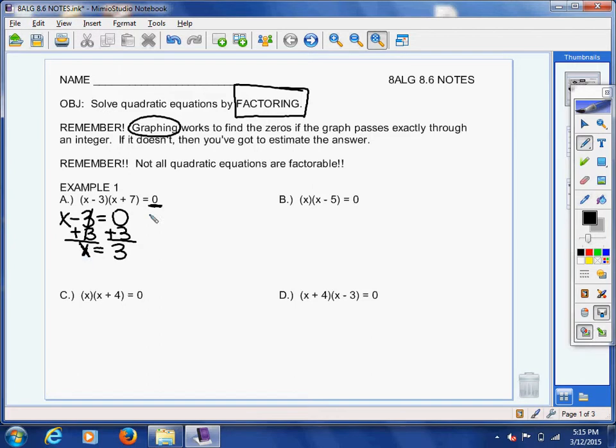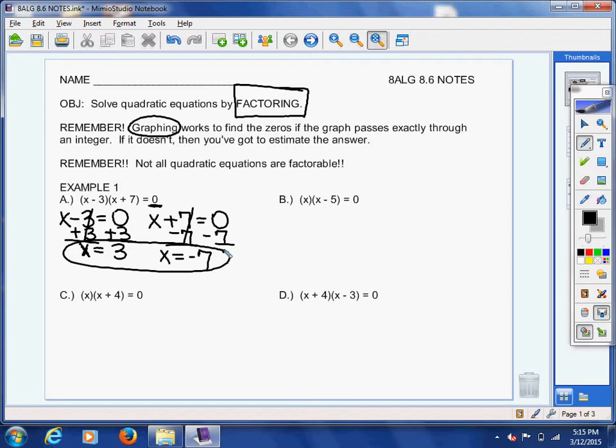Now I'm going to do the same thing with the other quantity. I want to know what will zero that quantity out. So I take the quantity and I set it equal to 0. Take away 7, and you've got x equals negative 7. And there are your 2 zeros right there. Because there are 2 quantities there, I'm going to have 2 zeros. And the quantities are different, so that's how I know I'm going to have 2 different zeros, and there they are.